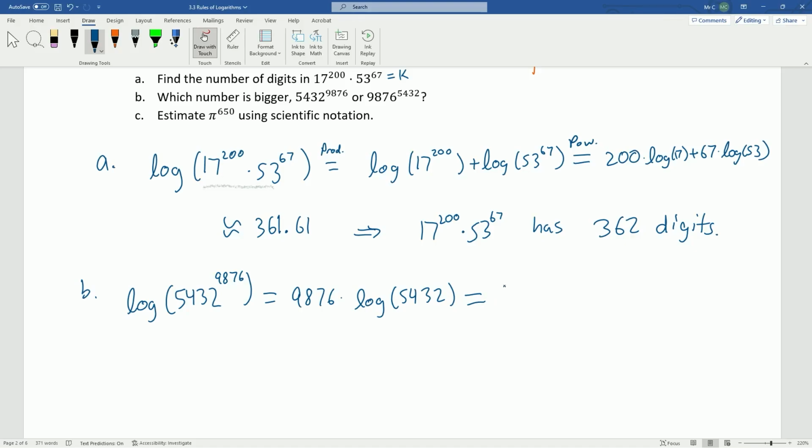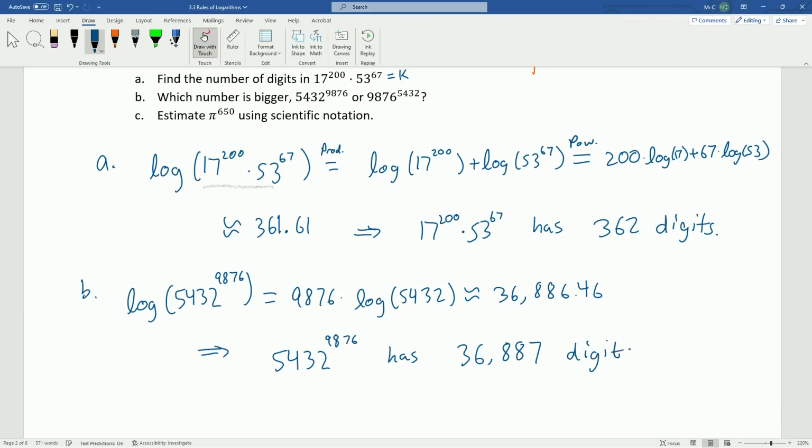And my calculator says this is approximately 36,886.46. So what does that tell me? That tells me that 5,432 to the 9,876 has 36,887 digits. Again, notice I'm not rounding, I'm going to the next integer up. Right? If you rounded, you'd get 36,886. That would be wrong. That's not the number of digits. It's always the next integer up.